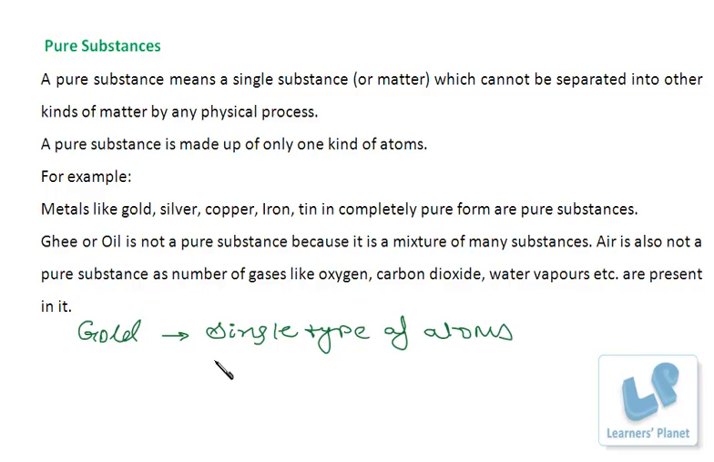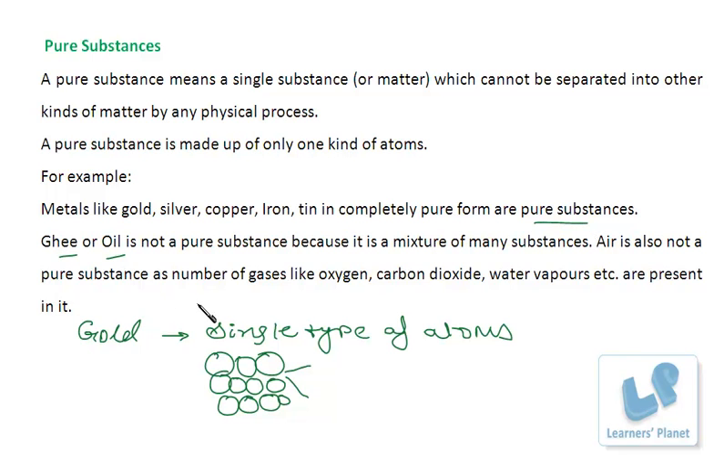That is the gold atoms. Say it is a gold bar, so it will be composed of the single type of atom, which is gold atoms. Likewise silver. Silver will be composed of a single type of atoms. Now by beating it with a hammer or by any other physical process of separation, we can't separate the constituents. It will be broken down into smaller pieces, but we can't get a single atom by physical means of separation. So metals in their pure form are pure substances.